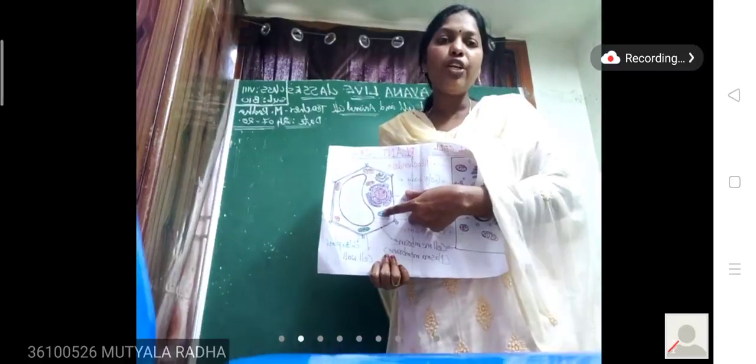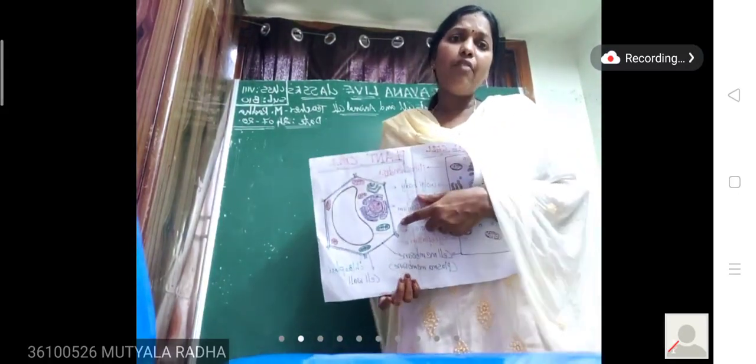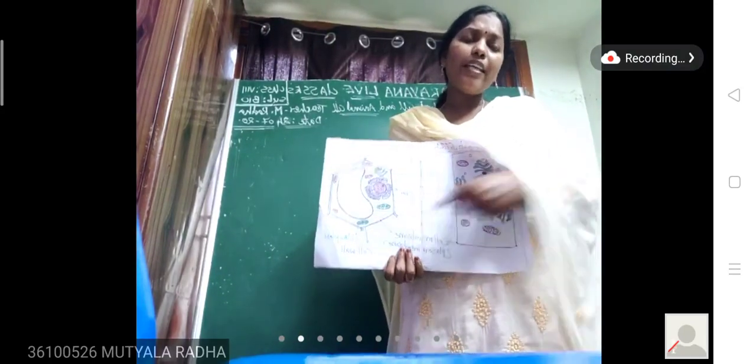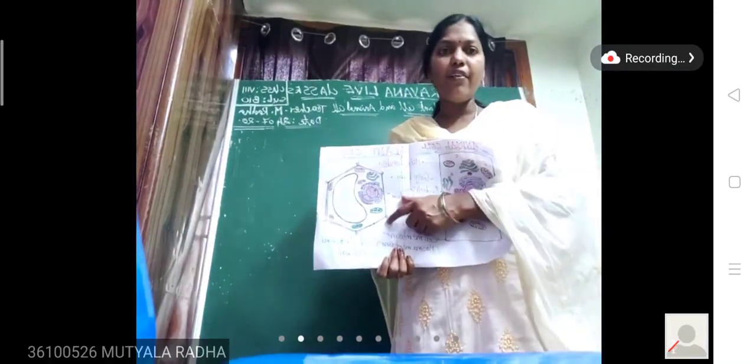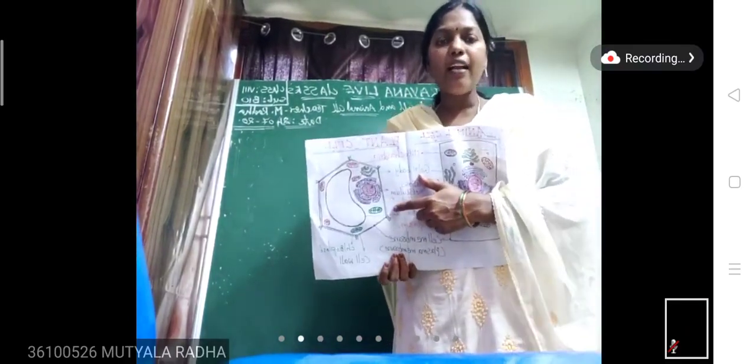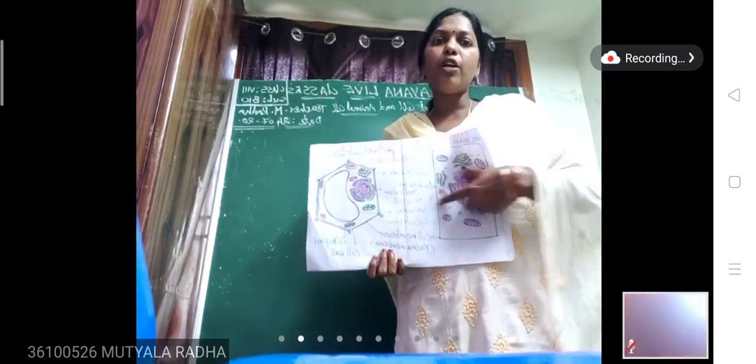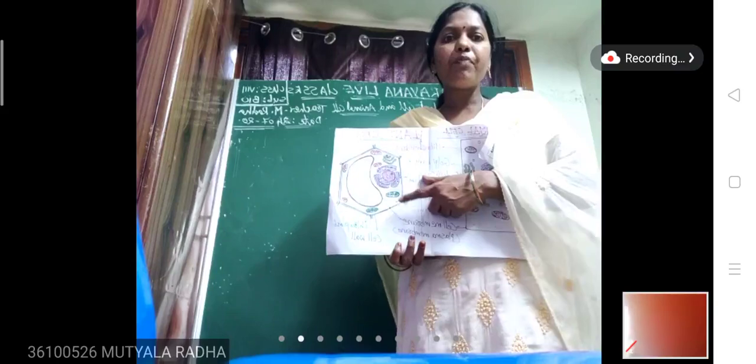But instead of centrioles, something else helps in cell division. Which one is involved in cell division in the plant cell? Polar bodies. Instead of centrioles, polar bodies help in cell division in the plant cell. So centrioles are present in the animal cell and absent in the plant cell.